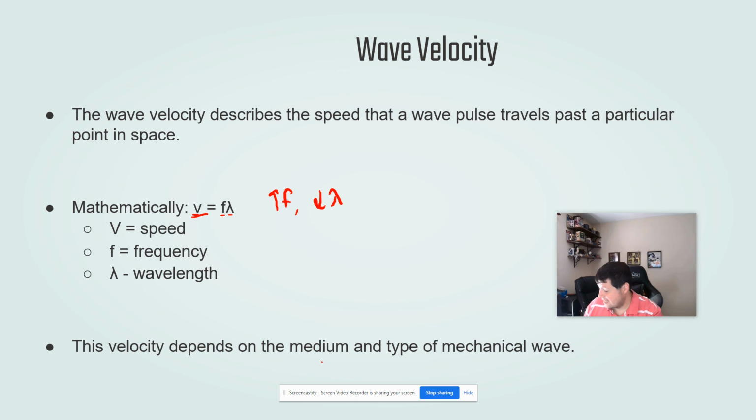In fact, we're going to say that the speed depends on the medium and only the medium of the wave. And of course, the type. So a transverse wave might be faster or slower than a longitudinal wave if you have a medium that can do both of them. But other than that, it's only the medium that affects the speed of a wave. All transverse waves in water will have a particular speed.